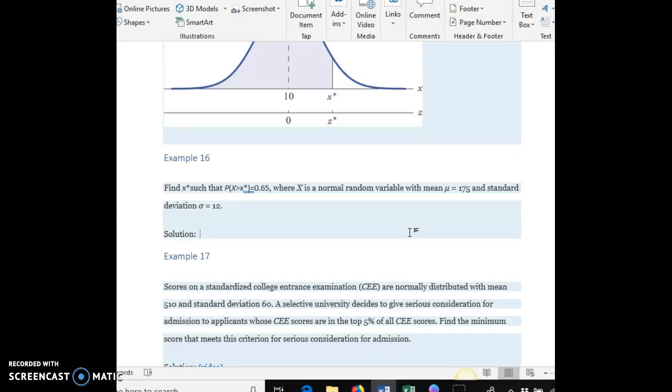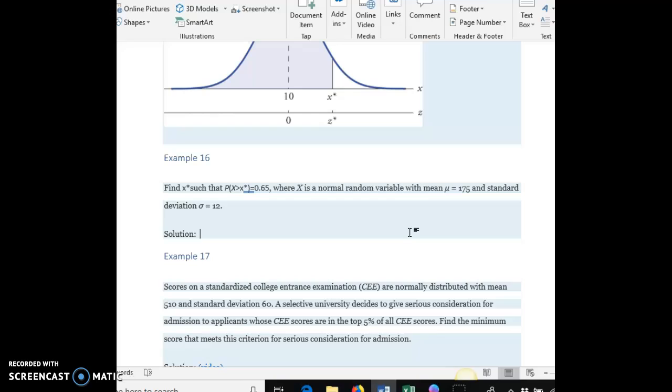Okay, so we're going to do example 16. We want to find x star such that the probability of x is greater than x star is equal to 0.65, where x is a normal random variable with mean 175 and standard deviation 12. All right, now let's notice this one's greater than.